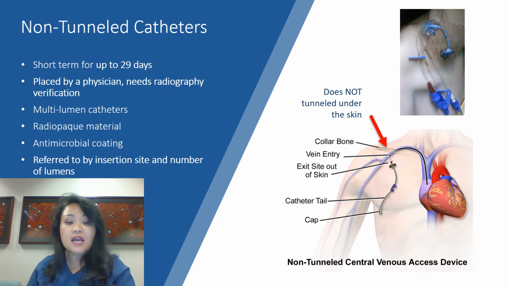Many times, the catheters are referred to by their insertion site and by the number of lumens. For example, you need to indicate the side of the body. It's either on the left side or the right side, and then the location, either in the subclavian, the internal jugular, or the femoral vein. And then the number of lumens could be a triple lumen, a double lumen, or a single lumen. So for example, the picture on the screen, you will see that this particular patient has a right IJ triple lumen catheter.